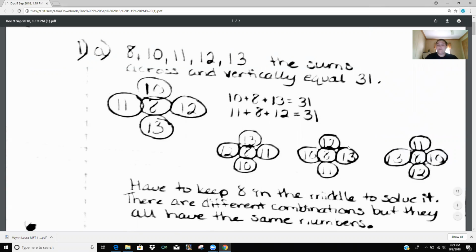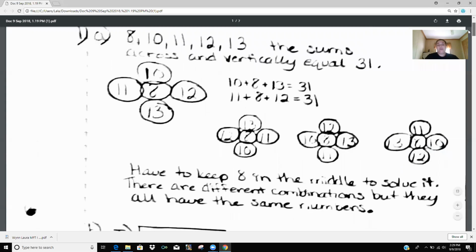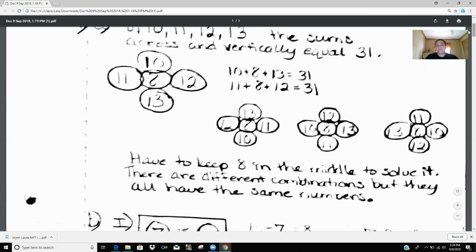Now, I've given a few different examples down here, and in order for this problem to work, 8 has to be in the middle. You can mix up 11, 12, 10, and 13 in different orders, but they all have the same numbers, so this is just the only way you can work it.